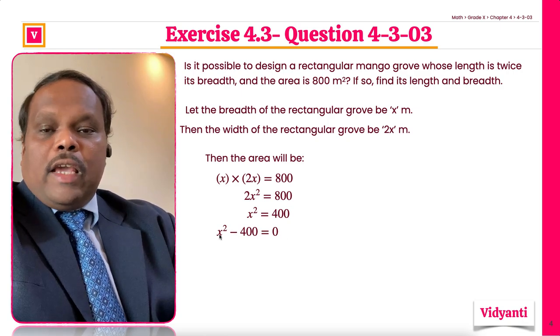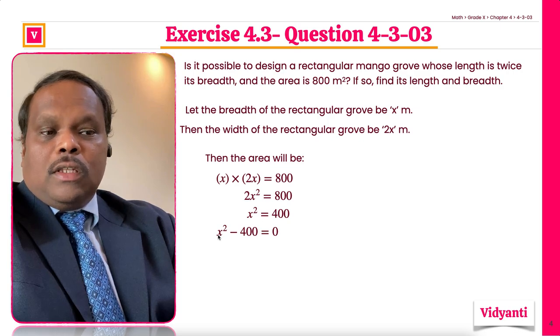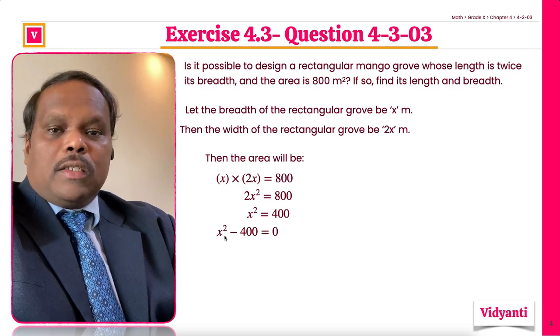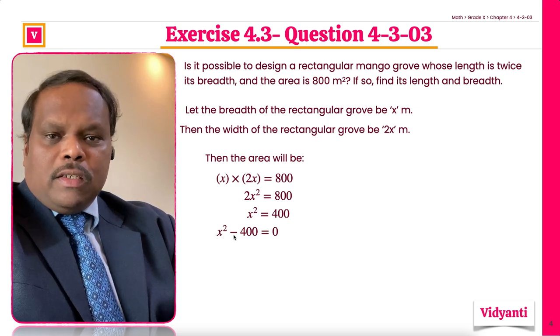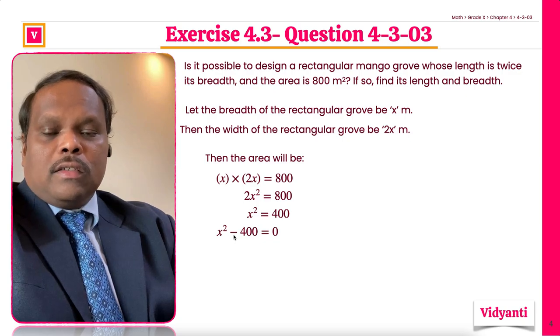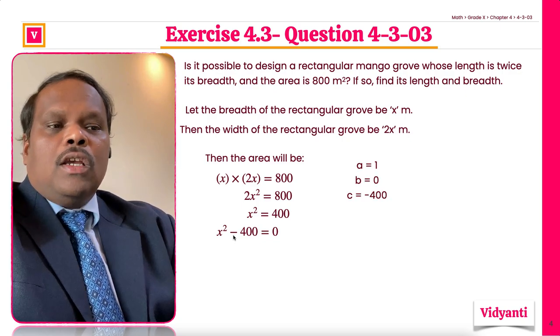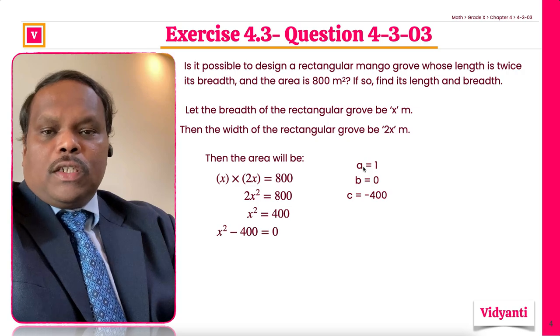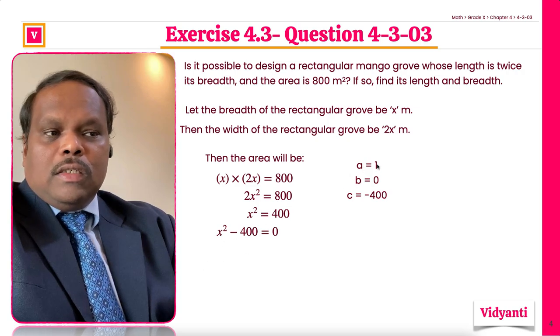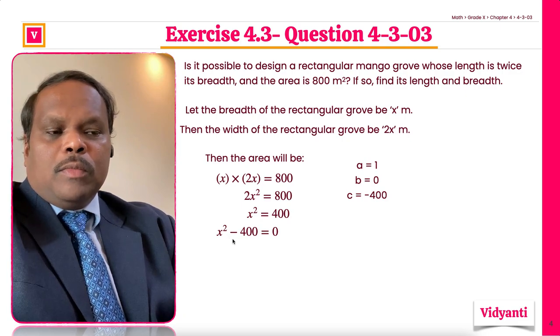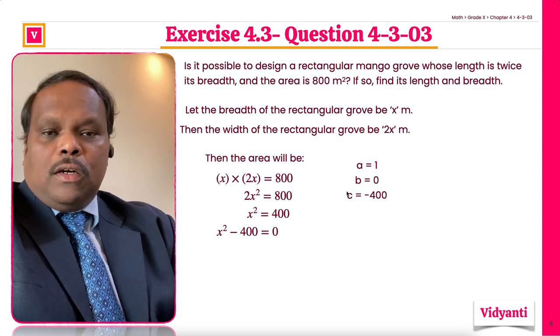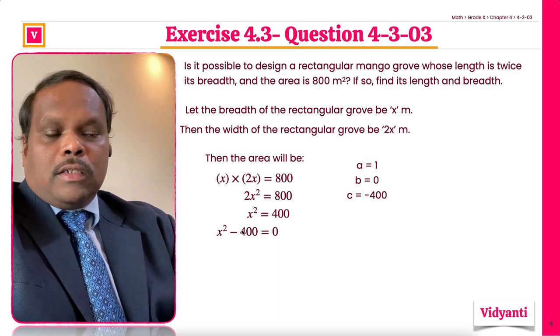Now, this can be seen as a quadratic equation in the form of ax squared plus bx plus c. The bx term is missing. The linear term with x is missing, which is okay. So we'll say that the coefficient of the first term is a. The coefficient of the second term, well, there is no second term. The in-between x term is missing. So we'll say b equal to 0. And c is the constant term, negative 400.